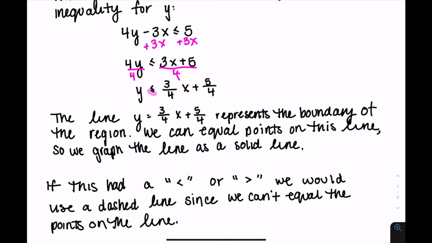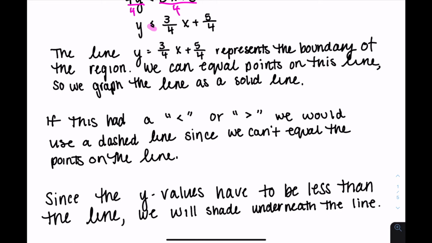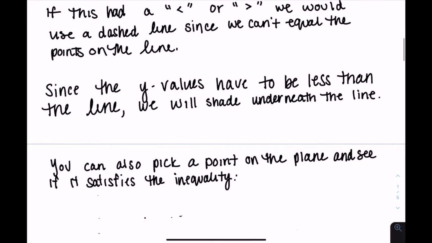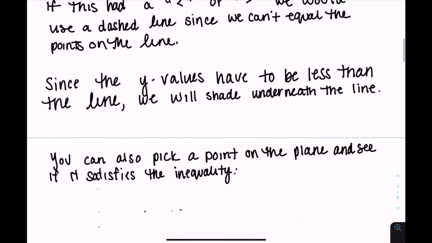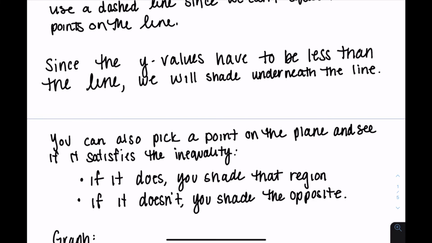If you did have a strict inequality, the line's still important to graph itself, but you can't actually equal those points, so you would do a dotted or dashed line instead. And now, since the y values have to be less than the line or equal, we're going to shade underneath it. There's another way you can figure out what region you have to shade. You could pick a point in the xy plane and see if it satisfies the inequality. If it does, you shade that region, but if it doesn't, then you shade the opposite side.